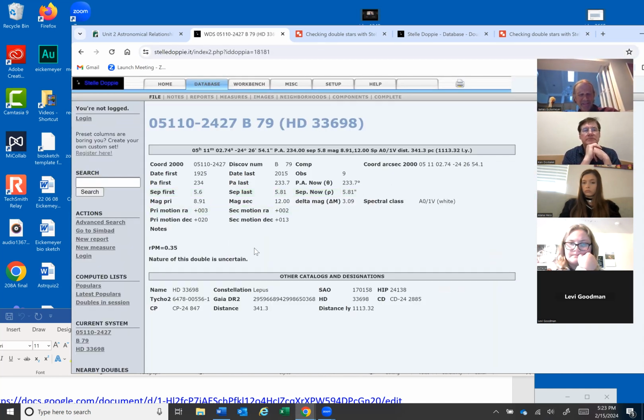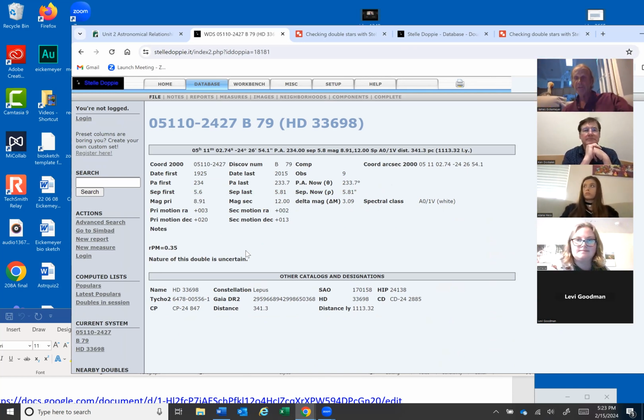Okay, and so this says, notice down here, this is probably what you should look at first. The nature of this double is uncertain. Okay, so that means they don't know. So that means we could really contribute something here, because we could either find out that it's an optical double, or we could find out it's a physical double. How would we do that? Well, if we plot our data point and all of the data points are along a straight line, and it's not curved at all, then it looks like they're just drifting farther apart. It's just a coincidental alignment. But if they're in orbit around each other, then you'd expect a little bit of a curve with all of the data.